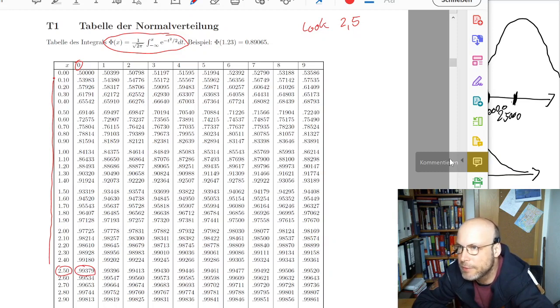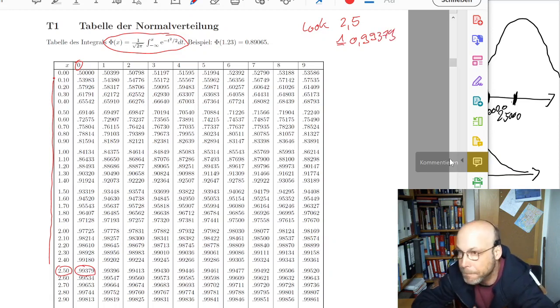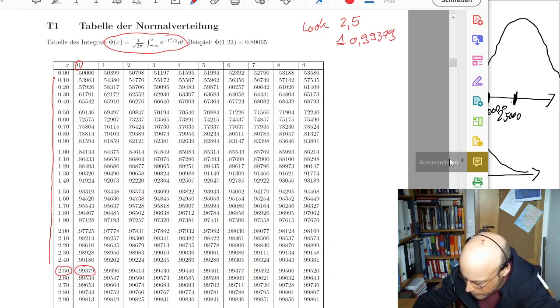This is the probability that our random variable is lower than plus 2.5. So this equals 0.99379, roughly 99.4%.